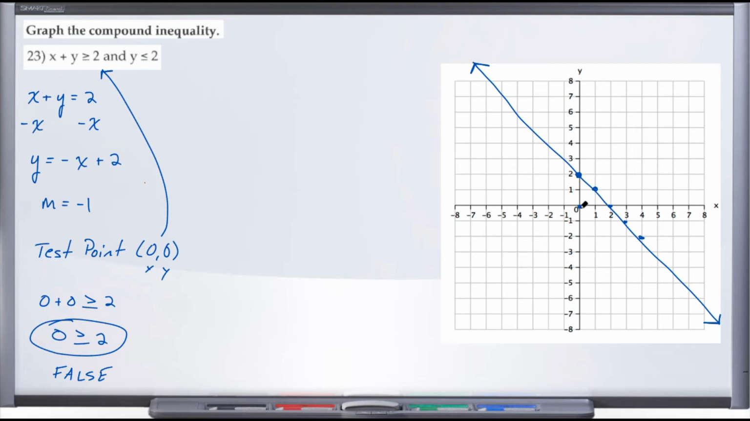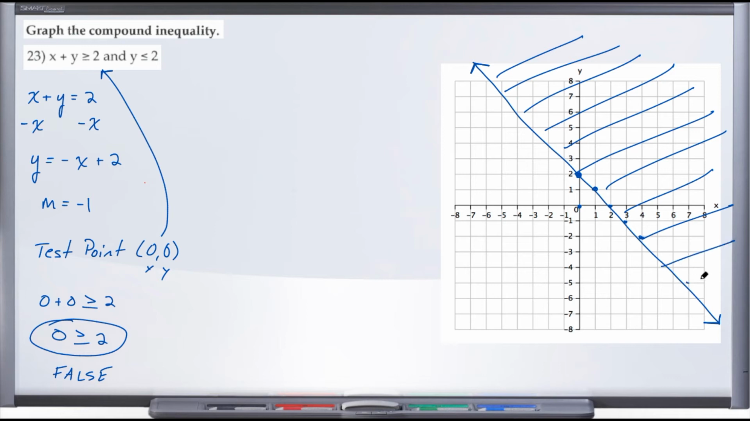And since this point that we chose to test was below the line and we got a false statement, that means any point below this line will also give us a false statement. And we only shade where the points make our inequality true. So if the points below the line make our inequality false, well then the points above the line are going to make our inequality true. All right, so we've got the first inequality down.